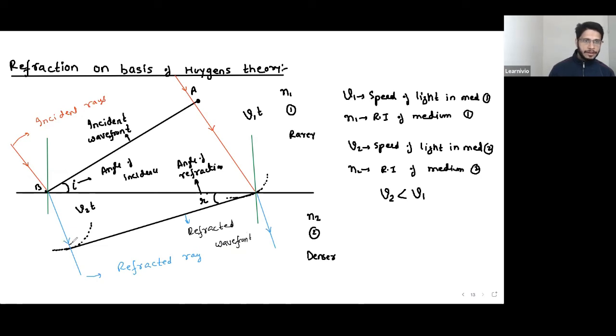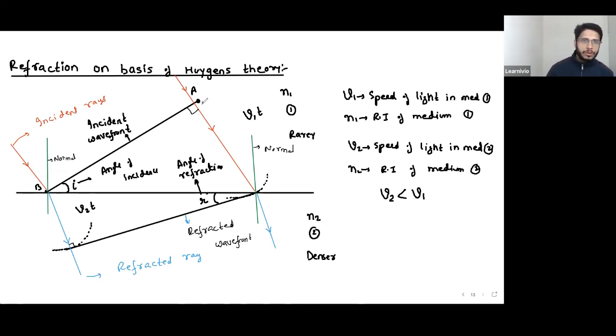This angle is 90 degree. This is also 90 degree. This is normal. This is again normal. Now you have to prove that sin I by sin R is N2 by N1. Simple calculation. Just one more thing.